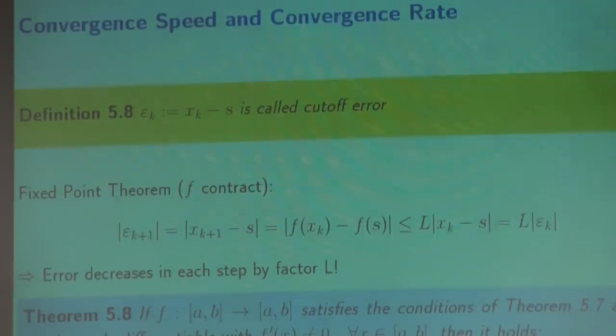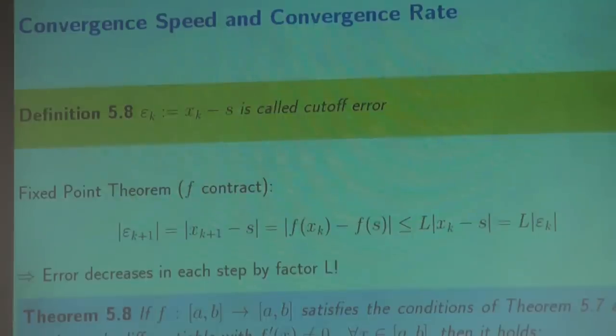So you see, L is the contraction factor. If L is 0.1, for example, then from one step to the next, the error decreases by a factor of 10. If L is 0.5, then it decreases by a factor of 0.5. And if L is 0.99, then there is almost no decrease. It's only by a factor of 0.99.